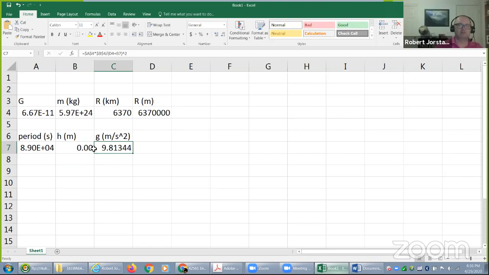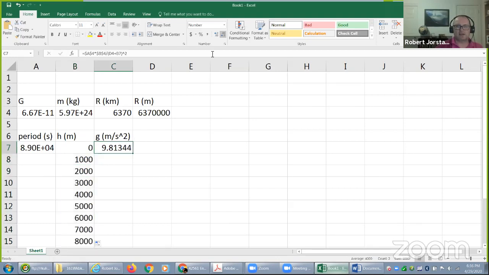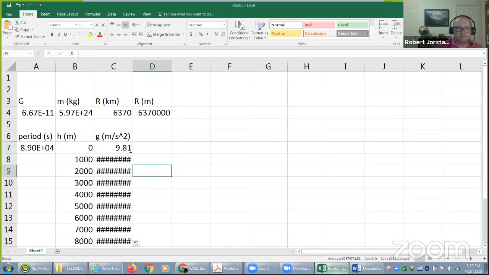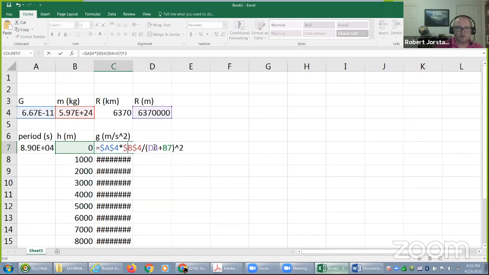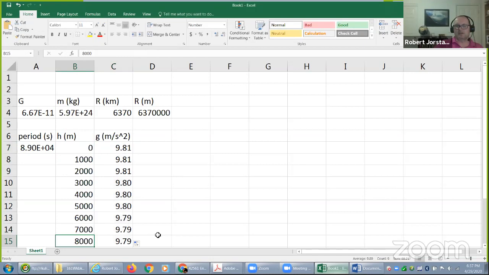Looks good. And as you fill this down, whoops, that's not good. Let's say you go by 1000s, right? And let's get rid of these sig figs. Oh, come on. I screwed up. This one needs a $ sign, right? We could see that it changes very little when you even go up 1,000 meters, right?